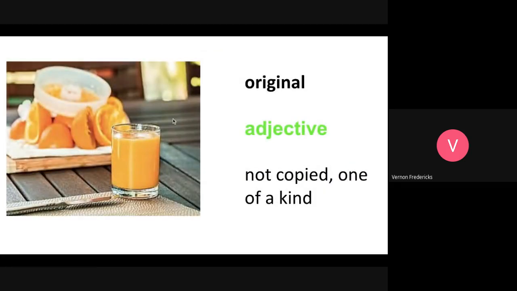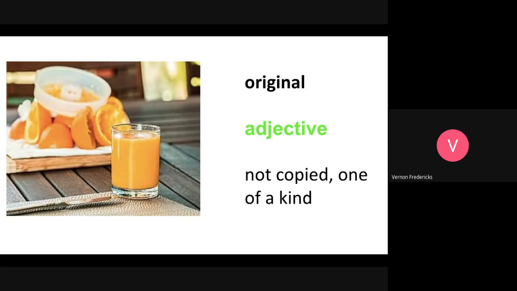Okay, next word. I think this is easy for you. I think original. Original is an adjective, not copy, one of a kind. Unique. Okay, another synonym for original is unique. It's not copied, it is one of a kind. It's an adjective. I think the Arabic word for original is asli, asli, original. Okay, and it is not copied. Yeah, it is the one that is the real one. Yes, that is original. And original is an adjective.